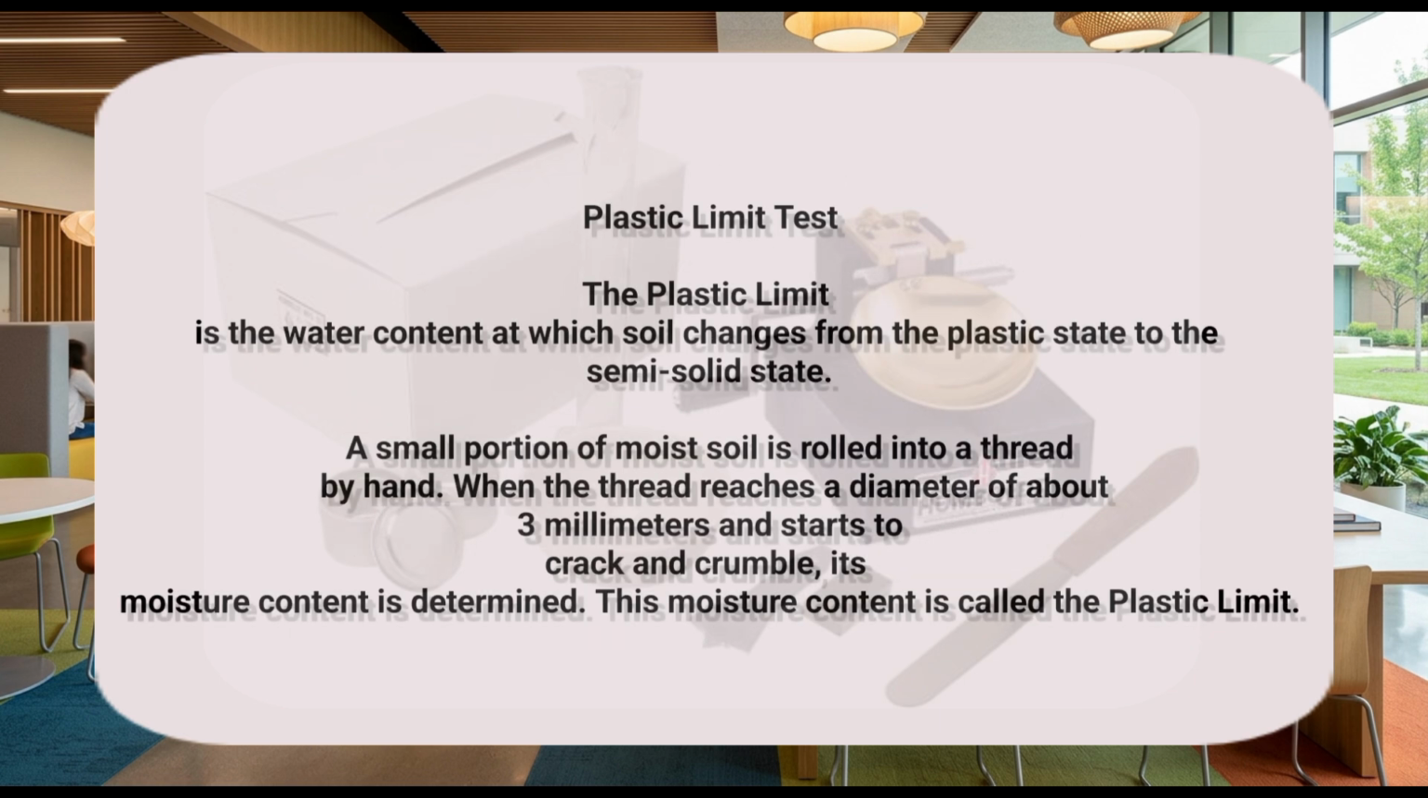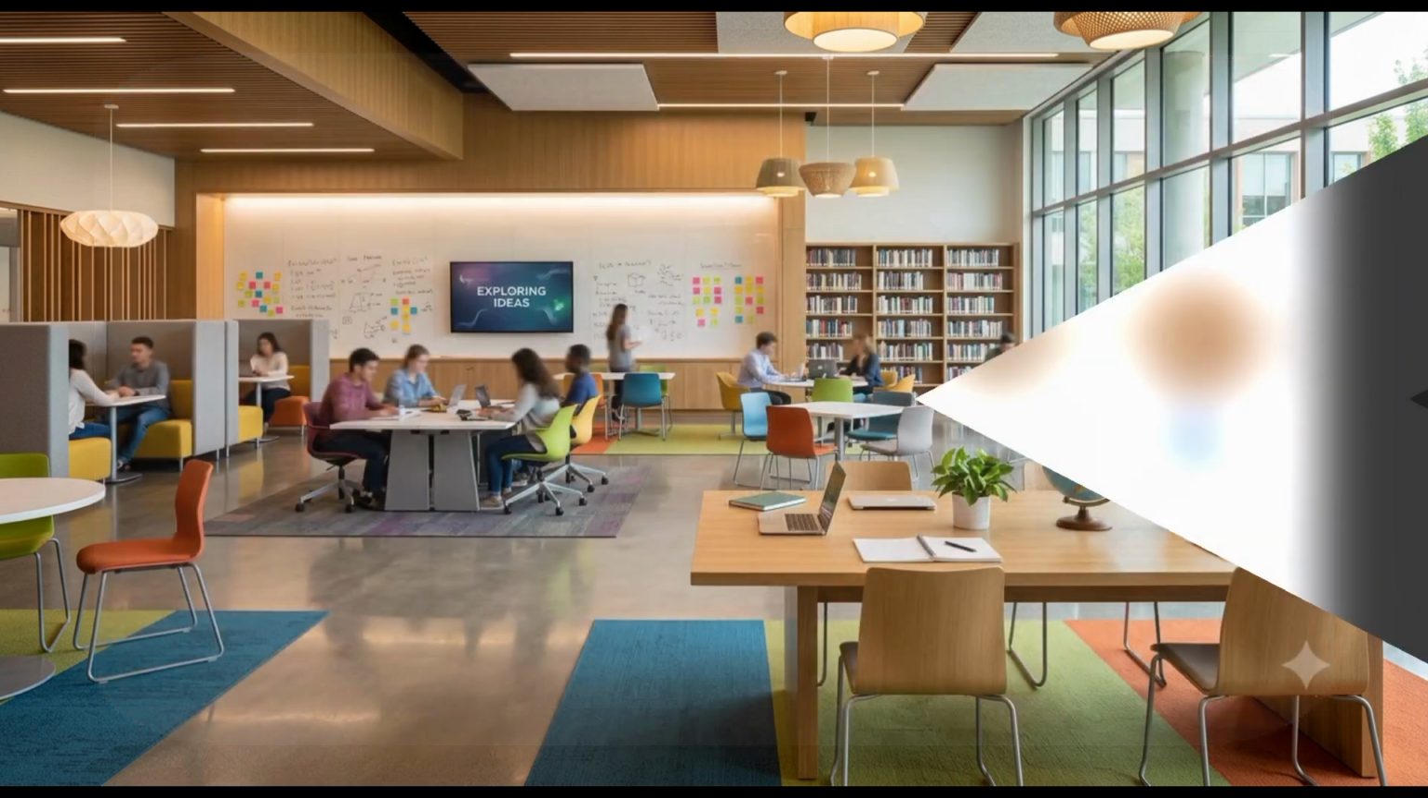Plastic limit test. The plastic limit is the water content at which soil changes from the plastic state to the semi-solid state. A small portion of moist soil is rolled into a thread by hand. When the thread reaches a diameter of about 3 millimeters and starts to crack and crumble, its moisture content is determined. This moisture content is called the plastic limit.